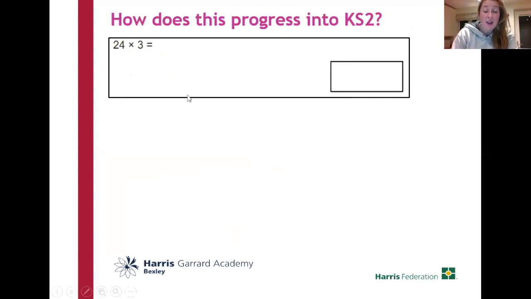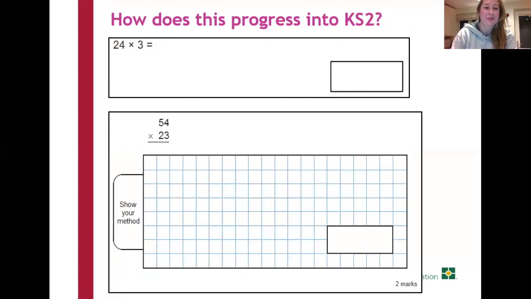24 times 3, really simple. I do 4 times 3, which makes 12, and 3 times 20, and then add them together. Or I could go into a written method, or I could just know, perhaps some children at this point would know, I could do 25 times 3, which gives me 75, and then take away a set. It completely doesn't matter at this point, because they're so fluent with their number facts. And they probably know their 24 times table, to be honest, because we've drilled them so much with times tables.